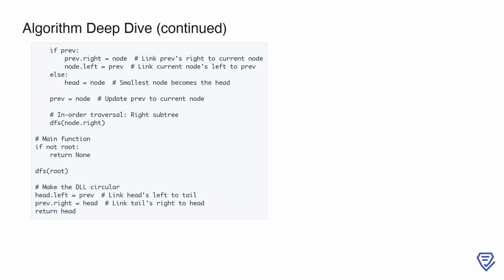Finally, in the main function, after completing the DFS traversal, we make the DLL circular by linking the head's left pointer to previous and the tail's right pointer to the head. The head of the DLL is then returned as the result.